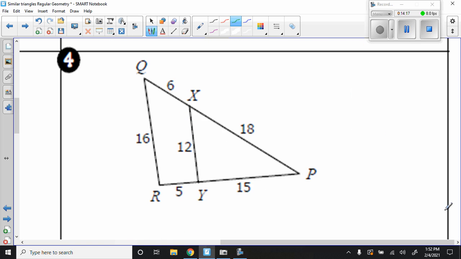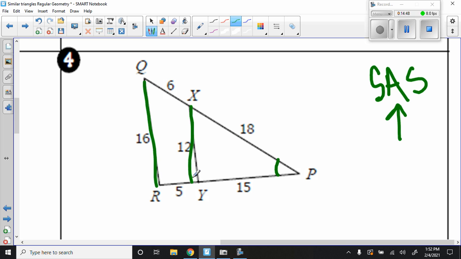Number 6, when they are overlapping, we have to say this angle P is the angle they share. So that is the angle we're using. Now, I'm going to say SAS because this is the only one that has one angle. That is what I'm testing, SAS. You are not allowed to use these 2 sides in our test.